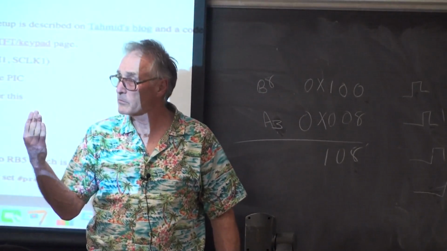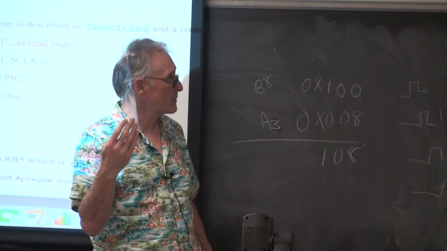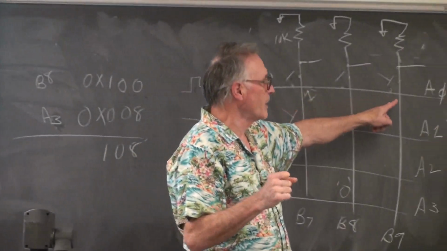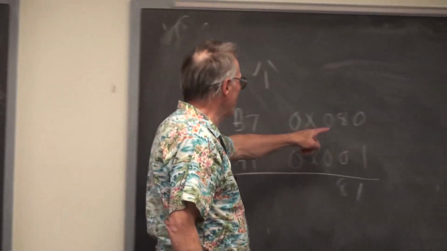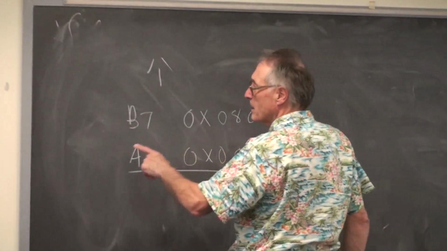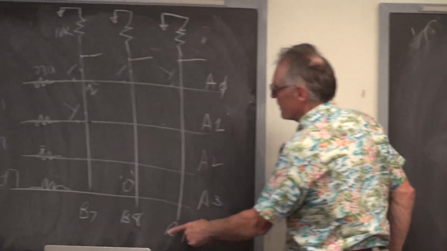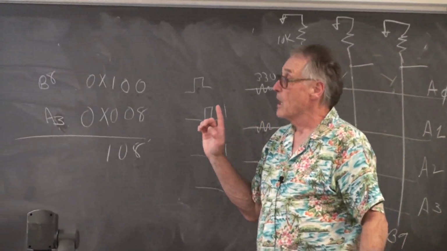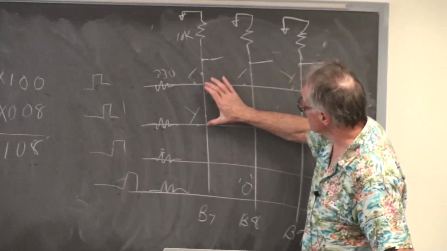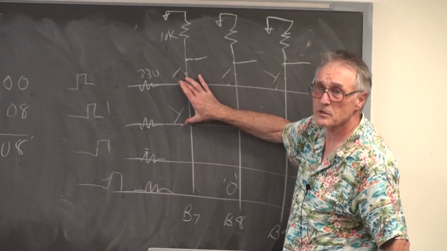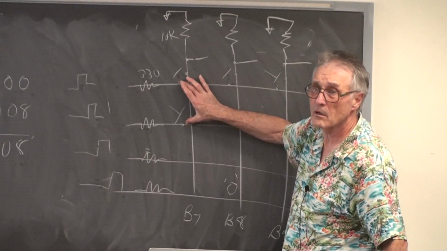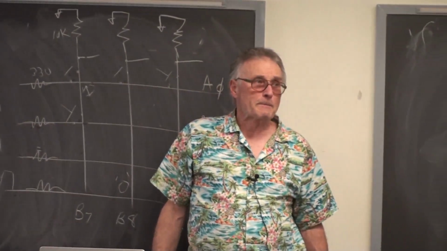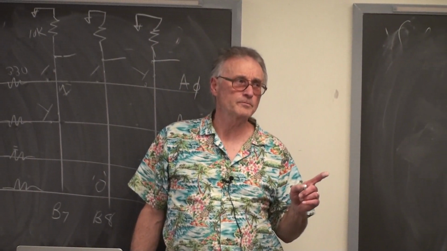It'll be some other number. Sorry, check. Yeah, no, it won't be one of 2 to the 7th, 2 to the 8th, or 2 to the 9th. It'll be some other number. How do we discriminate these two buttons being pushed? This is actually more problematical.